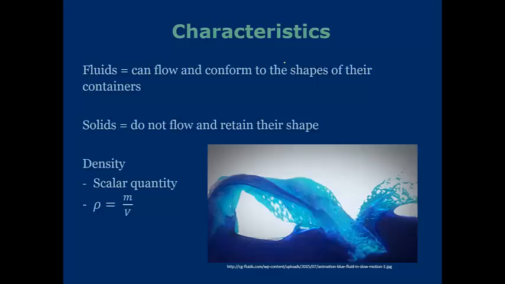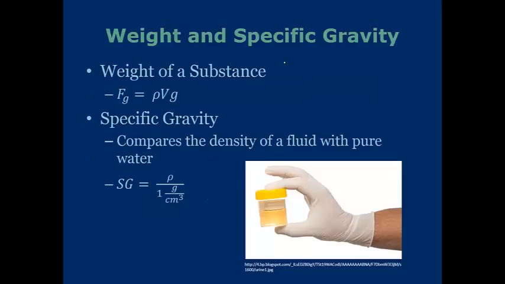Density is a scalar quantity. Put simply, it is mass over volume. Every compound has its own specific density. This can be used to identify elements. Two other specific characteristics of fluids are weight and specific gravity.